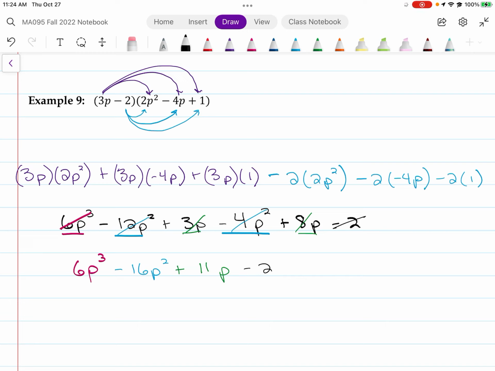Although I think I might have made a mistake. Let's see, 11p. Did I make a mistake? 12p minus 3p and 8p. I think I made a mistake with 3p and 1. I did not. I made a mistake in my notes.